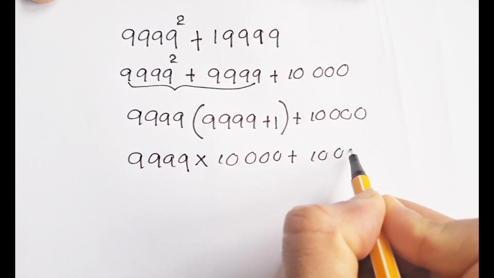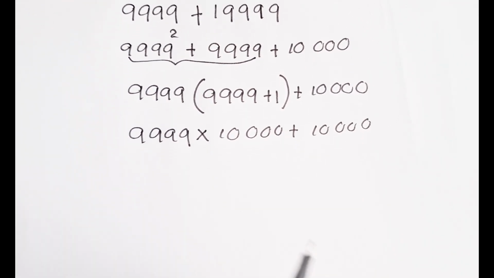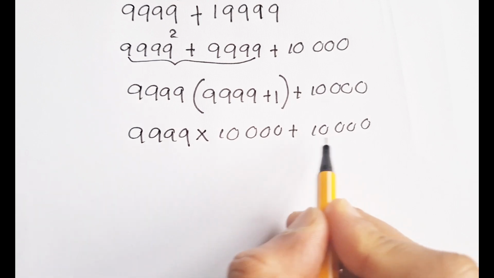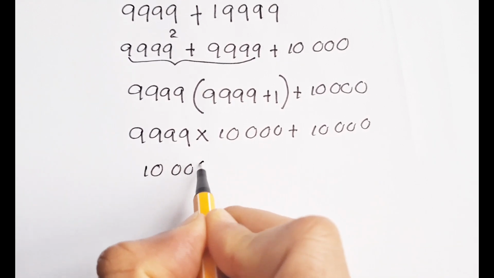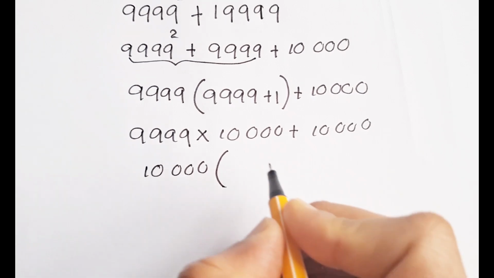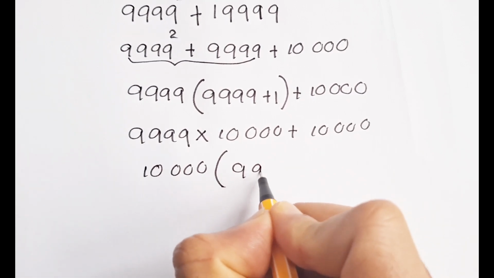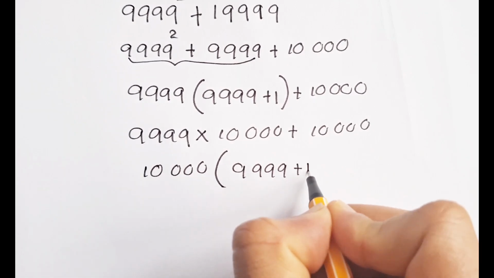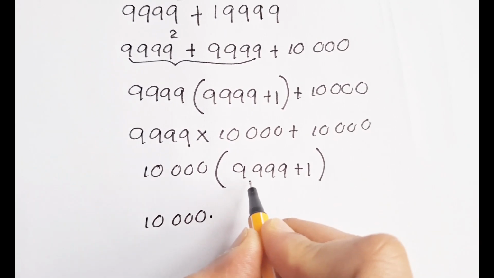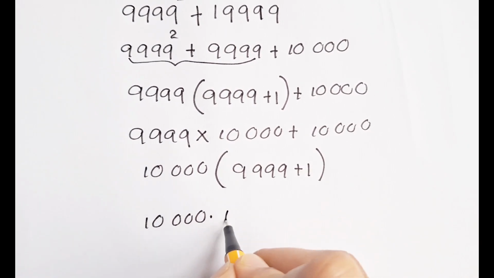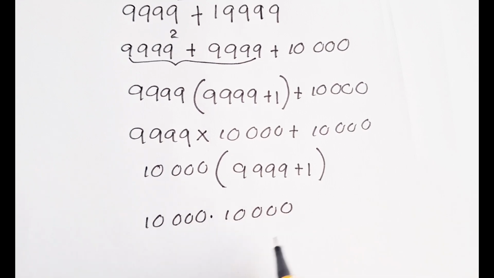plus 10,000. Again, if you consider whole this expression, we can see the 10,000 is common. So I will take the 10,000, take out the common factor. Then here you got 9,999 plus 1, 10,000 times 9,999 plus 1 again become 10,000. So our final answer is 10,000.